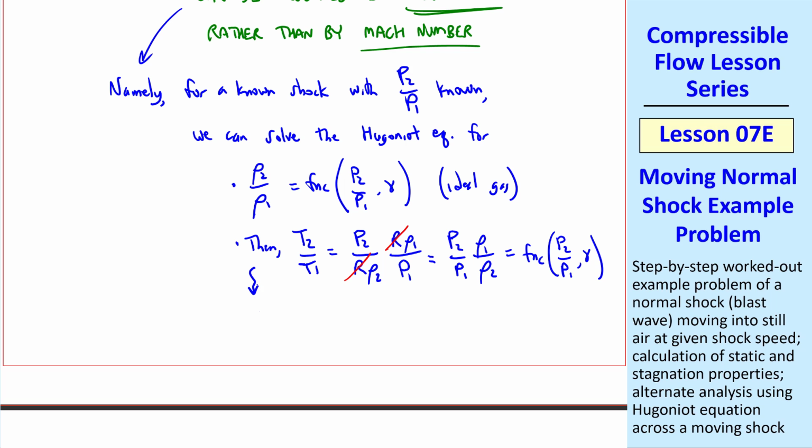So T2 over T1 is also a function of pressure ratio and gamma. And with further algebra, which I won't show, we can actually solve for Ms and Vs as functions of p2 over p1 and gamma. I won't spend any more time on the Hugoniot equation except to say that this is an alternate way to analyze moving shocks.